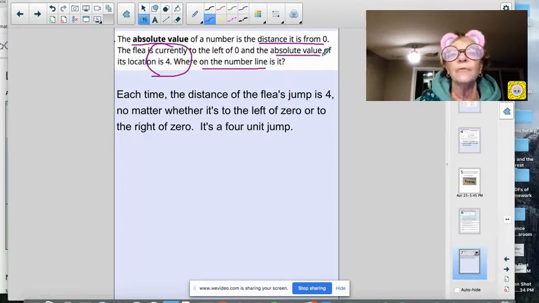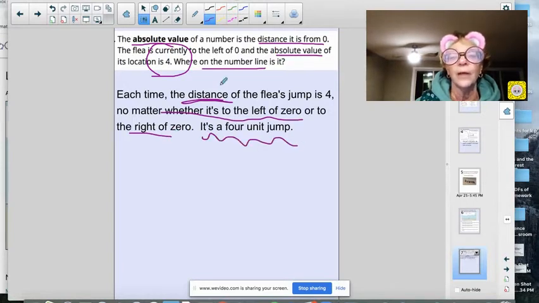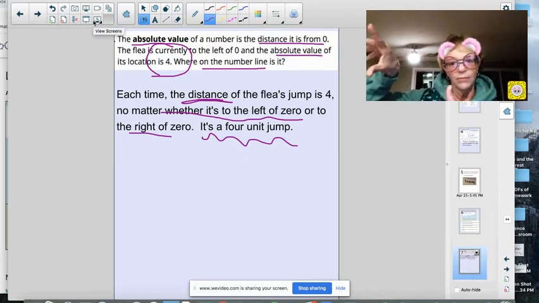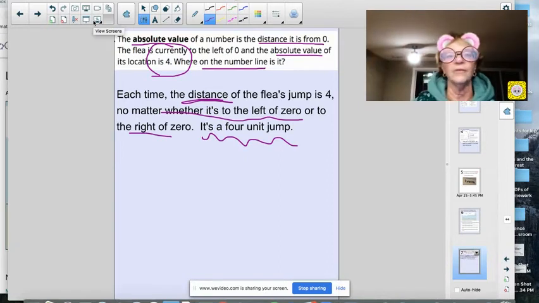So the absolute value is that distance. And it doesn't matter whether it's to the left of 0 or to the right of 0, because both times it's a 4-unit jump. And when we did 7, 7 to the right of 0, 7 to the left of 0, it was a 7-unit jump.